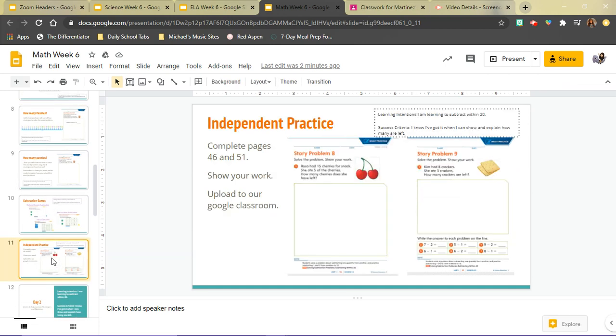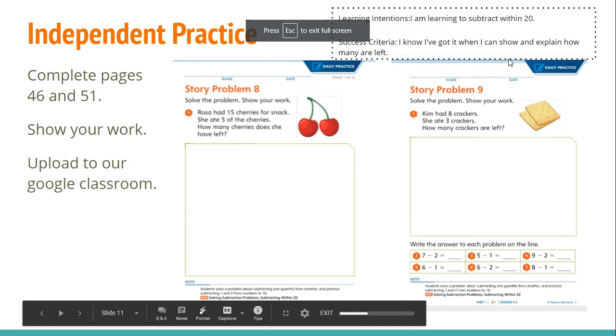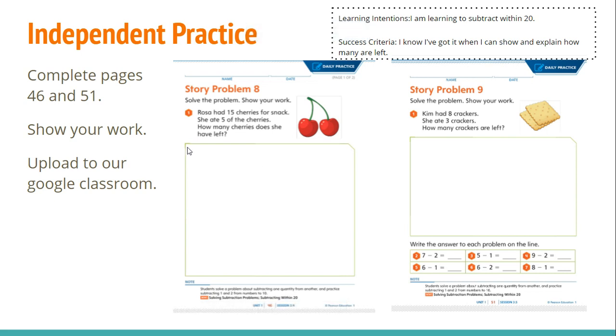So your independent practice is to complete pages 46 and 51. Remember, you should always show your work, especially now that you have 4 awesome strategies that you can use to solve these problems. And I'm going to challenge you. Last week, we challenged you to show us 2 ways to solve the problem. Do you think you can show us using all 4 ways? Oh, I just know that you can.